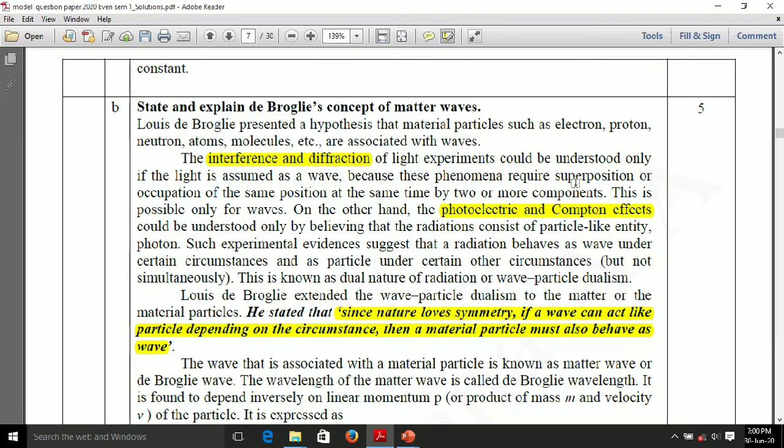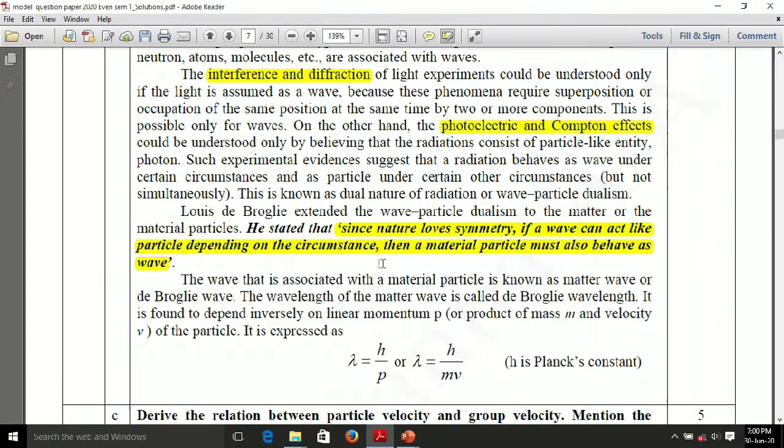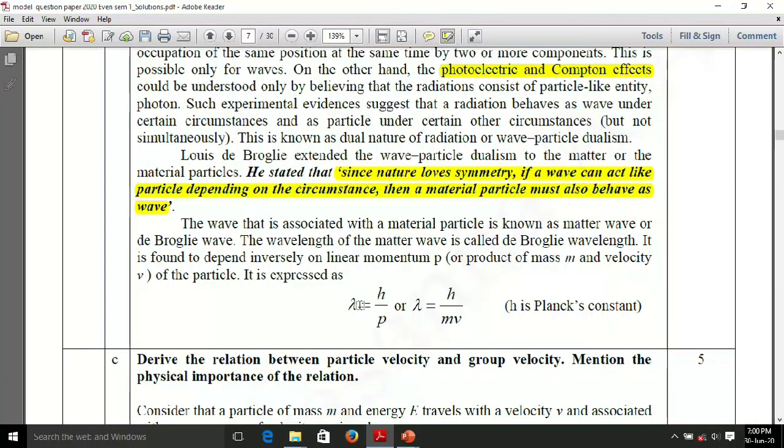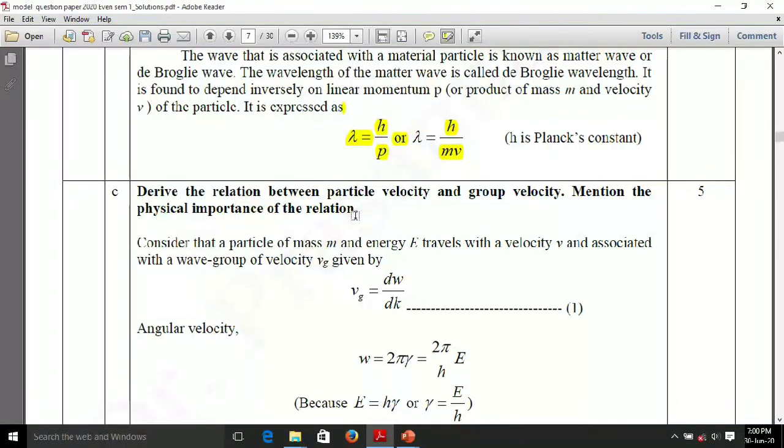So those backgrounds have to be discussed here in this paragraph, and then you have to arrive at the statement of de Broglie's concept of matter waves and the equation described by him to be discussed. This equation. And then the derivation of the relation between particle velocity and group velocity. Mention the physical importance of the relation. So in the scheme of evaluation, for mentioning the physical importance, we will give you 1 mark, and for the derivation 4 marks will be awarded, since the total marks is 5.